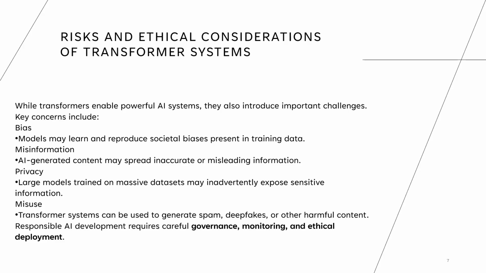Another concern is misinformation, because transformer systems can generate highly realistic text, image, and other forms of media. They can potentially be used to create misleading or false information at large scale. This raises important questions about trust, verification, and responsible use of AI technologies.